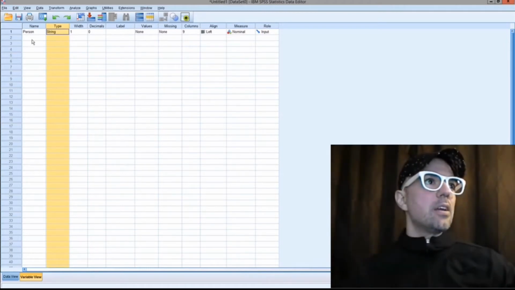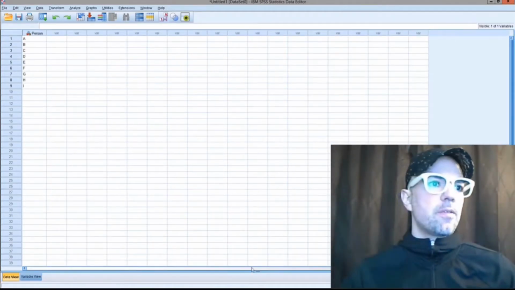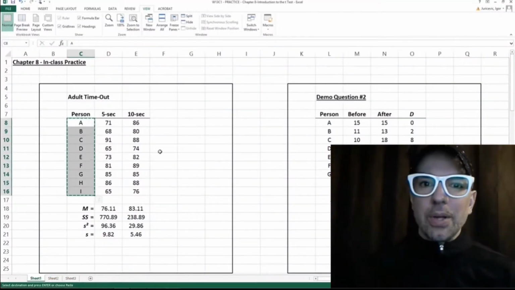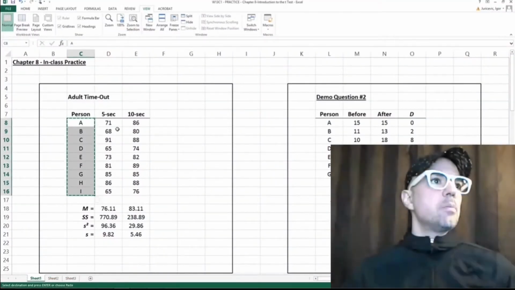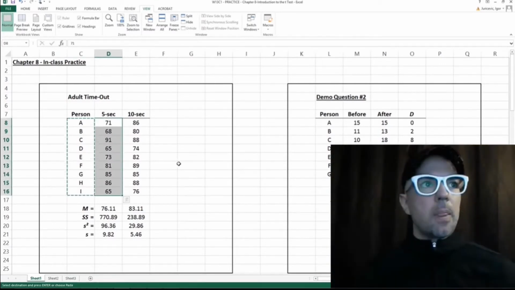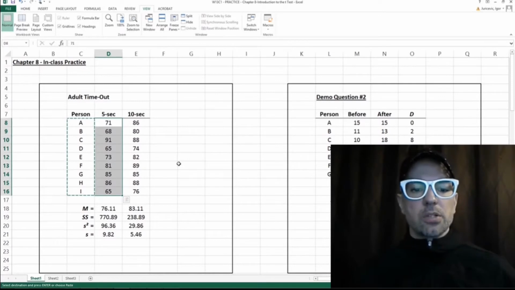So I put that in here for two reasons. One, to illustrate the idea of the word variable. Two, because now for the first time, we have more data that we have to put into SPSS. So the question becomes, where does this data for 5 seconds go? Where do we put these particular scores?